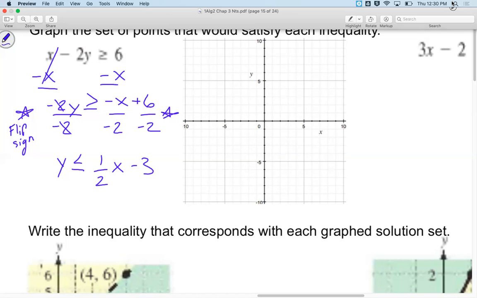Okay. Now, I'm going to graph this. So I go to negative 3, plot my point. Then I go up 1 to the right 2. Is everybody okay with that? Now, how many points make a line? 2. So I can connect them. But the question becomes, how do I connect them? With a solid line or dotted line? Leah, solid or dotted? Solid. So we connect it with a solid line.